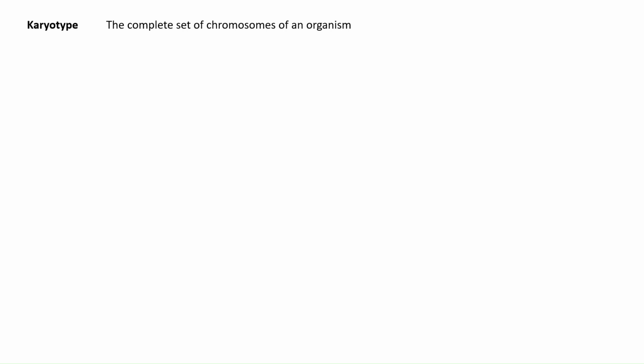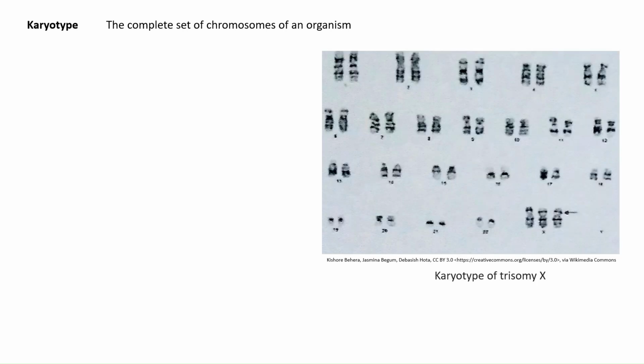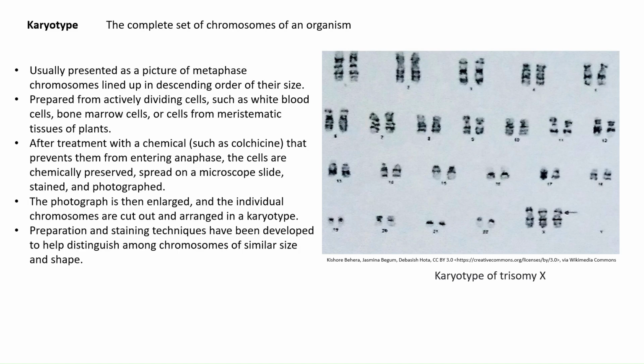Now, what do we mean by karyotype? Karyotype means a complete set of chromosomes of an organism. As you can see here, the chromosomes in karyotypes are arranged or lined up in descending order of their size. These are all metaphase chromosomes, arranged in the descending order of their size. And from which cells are they prepared? They are prepared from actively dividing cells such as white blood cells and bone marrow or any such meristematic cells.